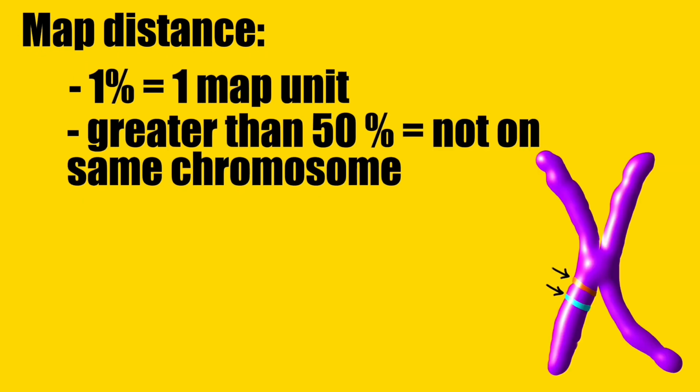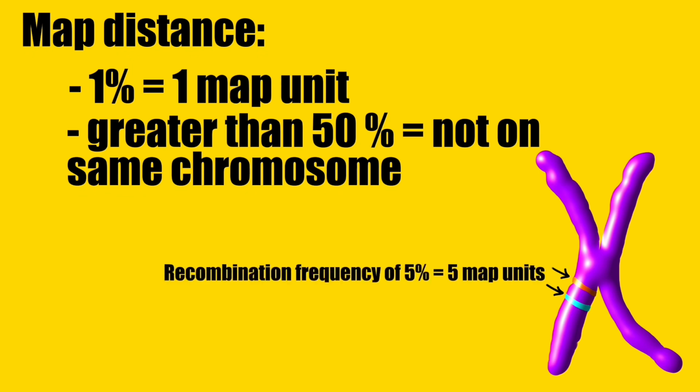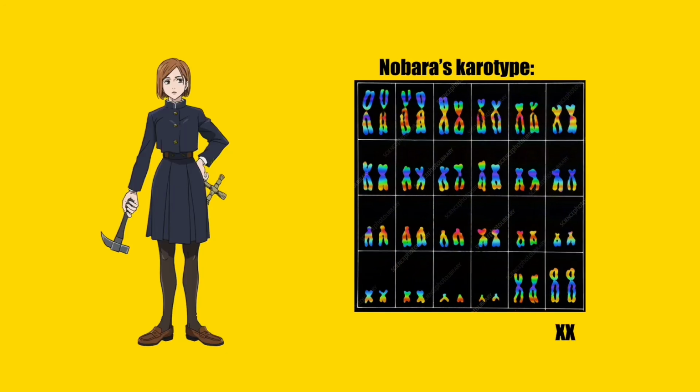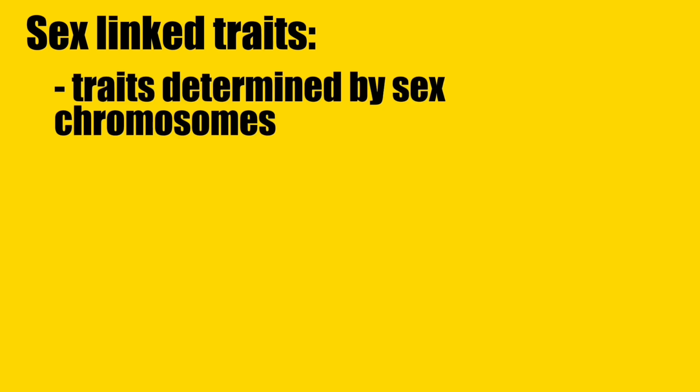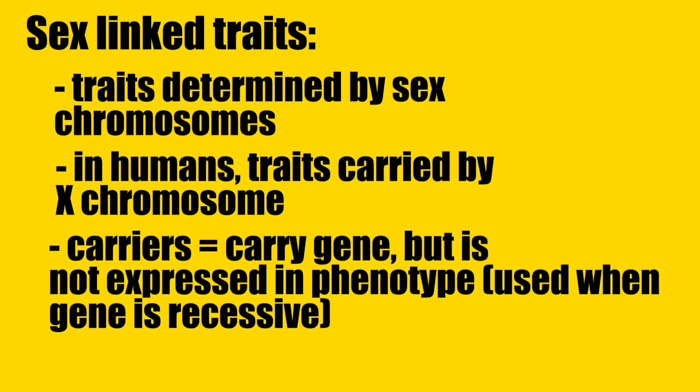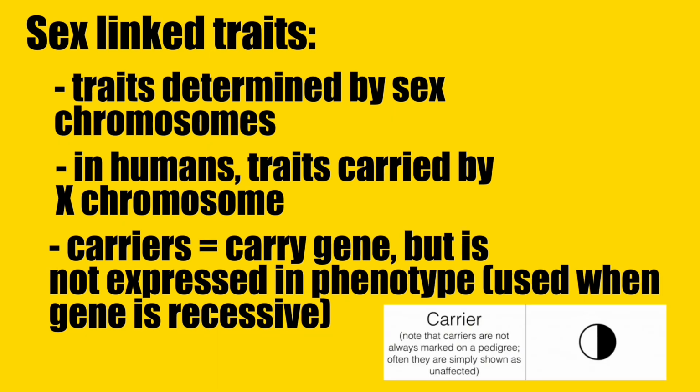An example of this is linked genes with a recombination frequency of 5%, and this means the genes are very close on the chromosome. As you already know, humans have 46 chromosomes, and the last pair of chromosomes determines sex. In males, that is XY, in females, that is XX. Sex-linked traits are traits that are determined by sex chromosomes. In humans, traits are carried by the X chromosome because the Y chromosome only codes for maleness. There are carriers, which are heterozygous genotype of the recessive sex-linked allele. In pedigrees, carriers are shown as a half-shaded shape.